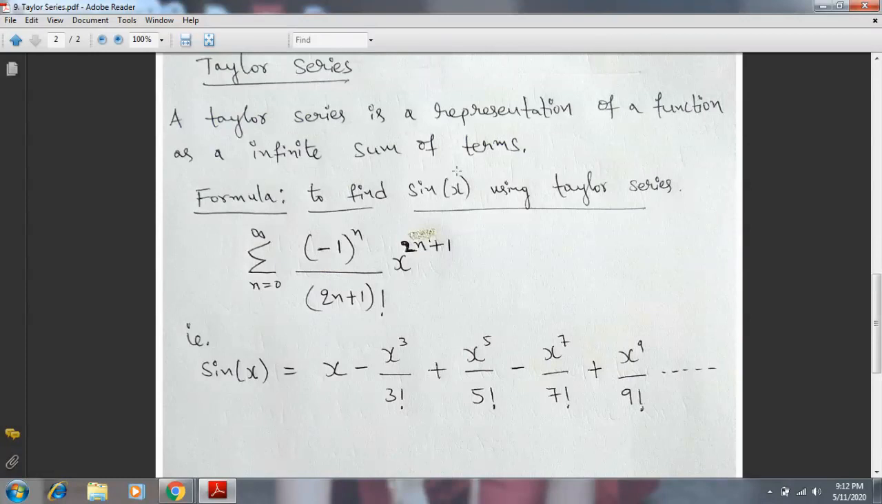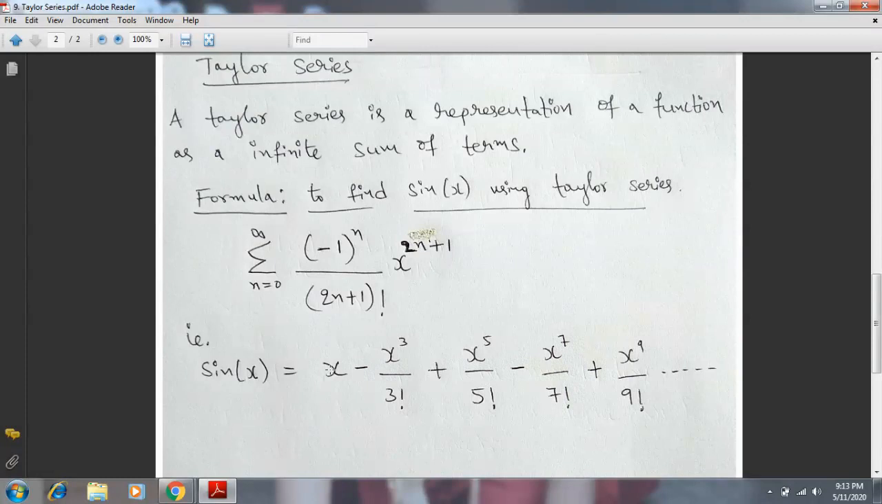The formula to find sin of x using Taylor series is given by sigma n equals 0 to infinity, minus 1 to the power n by (2n plus 1) whole factorial into x to the power 2n plus 1. When we expand this, we get sin of x equals x minus x to the power 3 by 3 factorial plus x to the power 5 by 5 factorial minus x to the power 7 by 7 factorial, likewise.